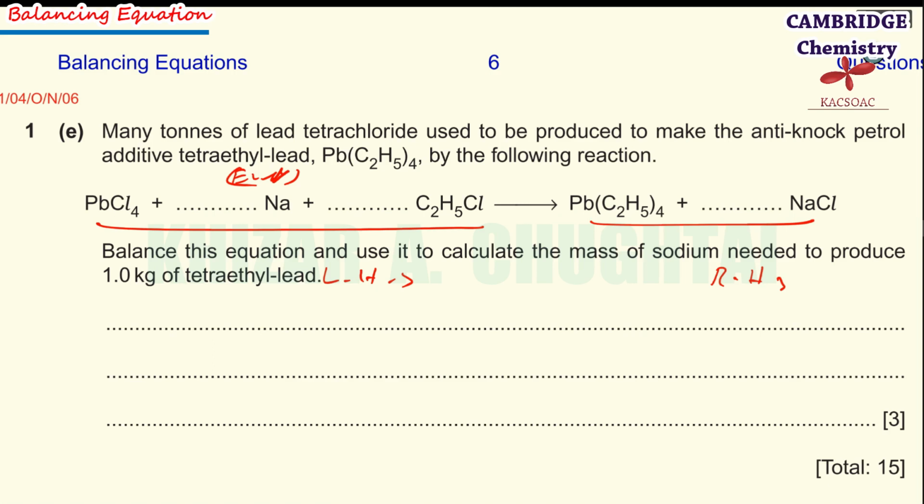4 Cl, here are Cl, we cannot balance, 1 lead, 2 carbon, 5 hydrogen. So let me balance this group first. Here is 4, so there are 4 groups of C2H5. I am going to put 4 over here, right, to balance the ethyl group. 4 over here, so 4 Cl are over here, 4 Cl, 8 Cl. I am going to put 8 over here, that is 8 NaCl. So at the end sodium must be 8 and your equation is balanced.